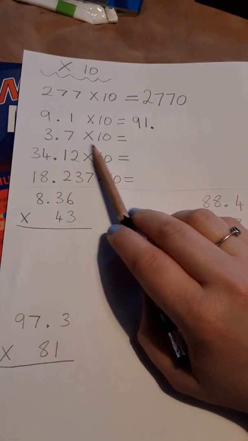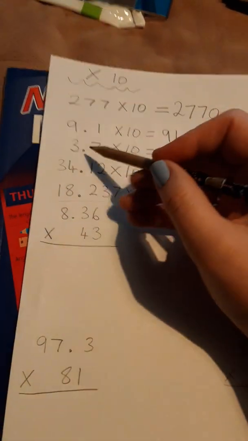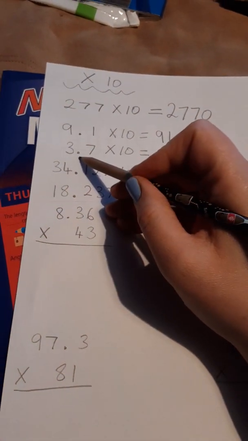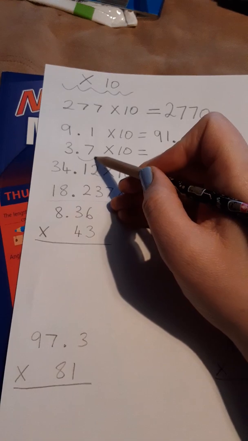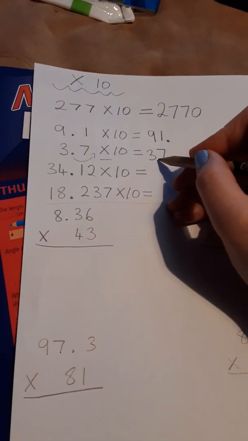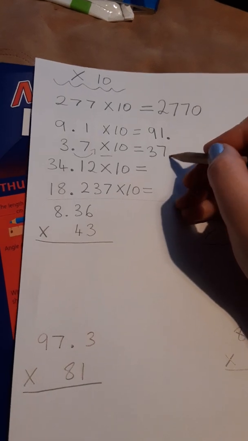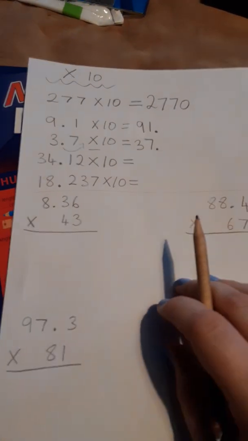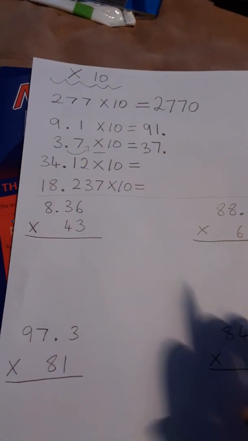3.7 multiplied by 10 is similar. Make it bigger. We need to make it bigger because it's a multiply. Move it to the right and it becomes 37. The decimal moved from here to here, so you don't need to leave that decimal in. You can leave it out because it's simply 37.